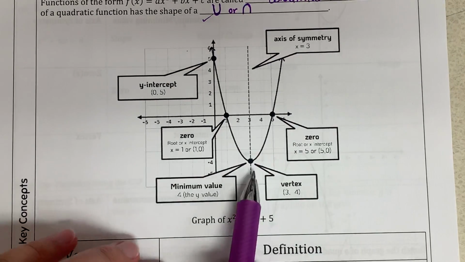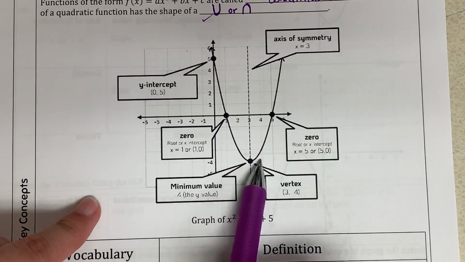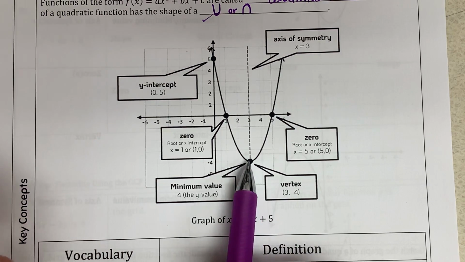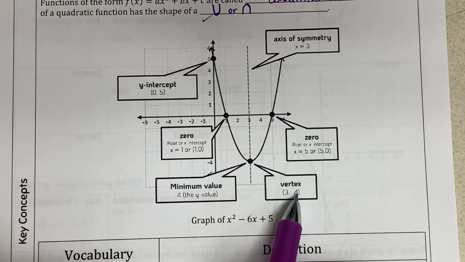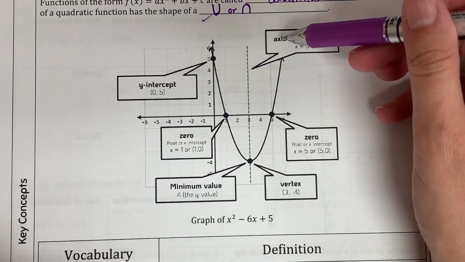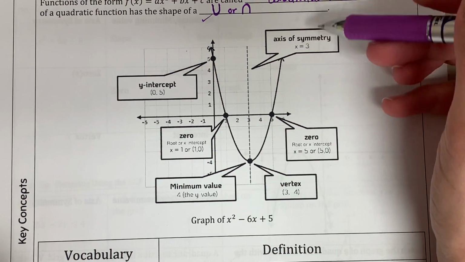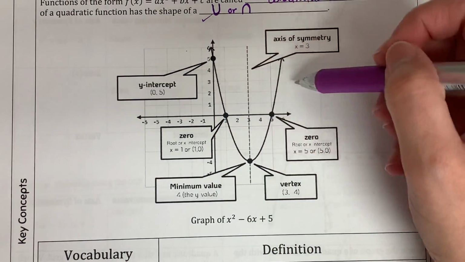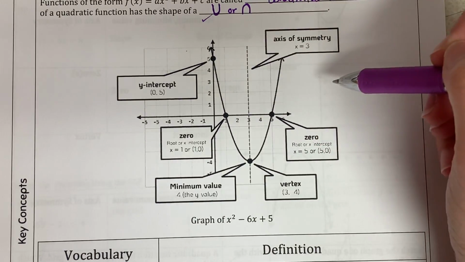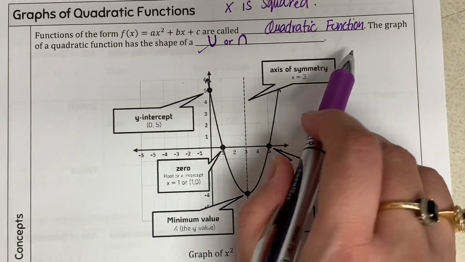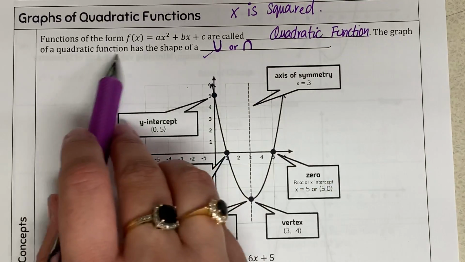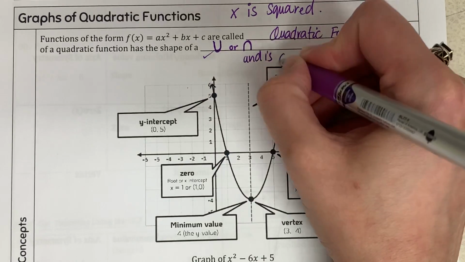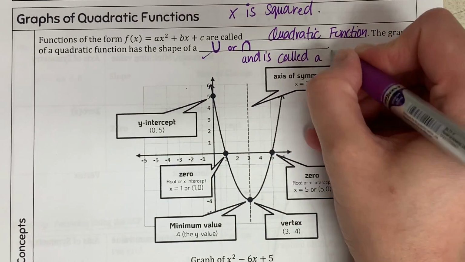Minimum means lowest, so that's the lowest point of the graph. Vertex, again, is the highest or the lowest point, so this graph has a lowest point, and that's the vertex, and then I write the ordered pair. Axis of symmetry is like the mirror line, or a line that cuts this parabola into two equal halves. You want to write that down here as well. The graph of a quadratic function has a shape of U and is called a parabola.